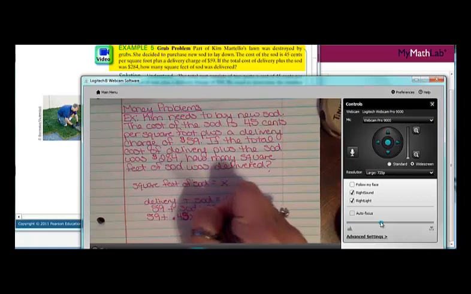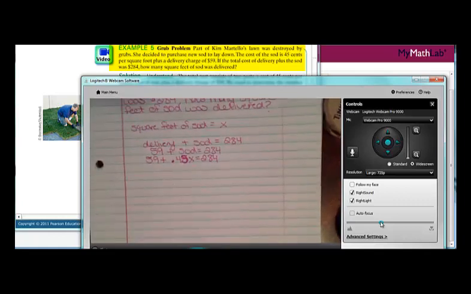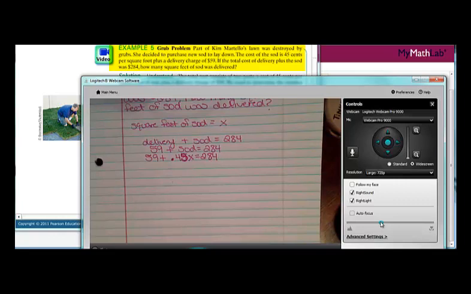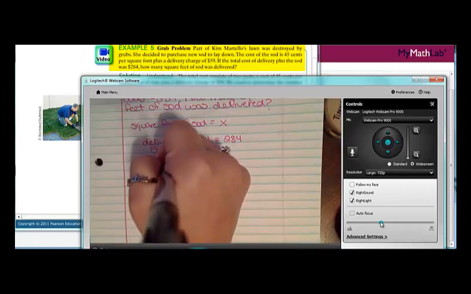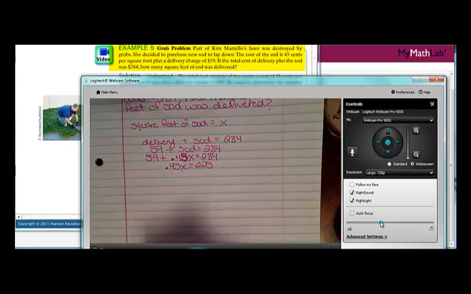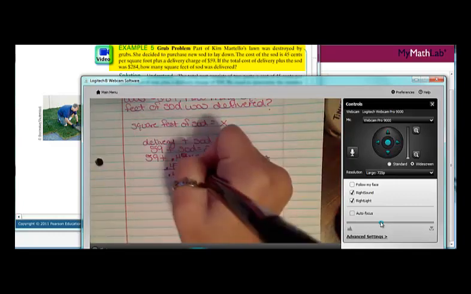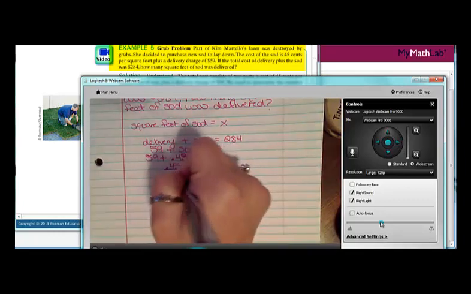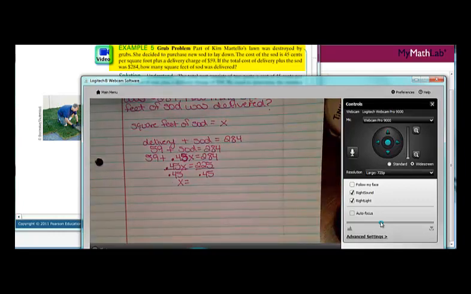I'm going to slide that up. So that right there is our equation for this problem. Now what we need to do is solve for our x. So our first step should be to subtract the $59 from both sides. So we get 0.45x equals 225. And then we have to divide both sides by 0.45. And if you do that on your calculator, you'll get x equals 500.